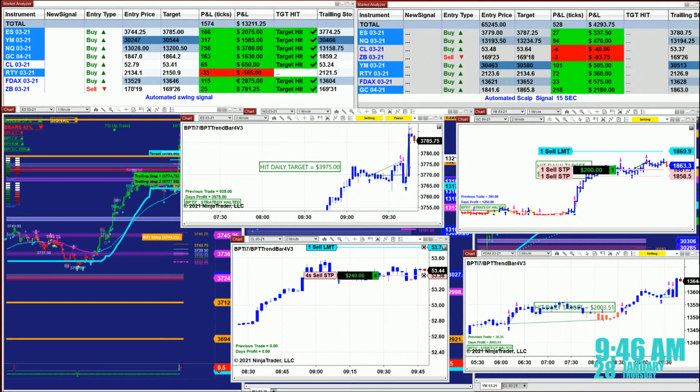Anyway, looking at the swing trading right now, we have 1,570 ticks of profit, all based on one tick. And you don't have to trade all of them. You can trade ES, Nasdaq, Dow Jones. You can skip the gold. You can skip the CL. You can skip the DAX. You can skip the Russell, whatever you want.